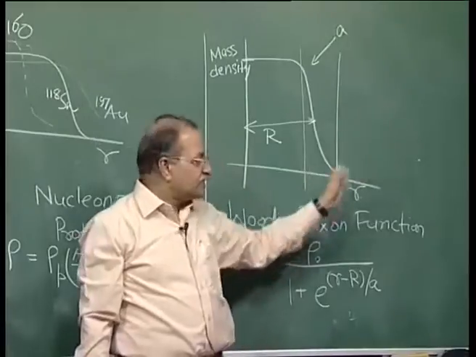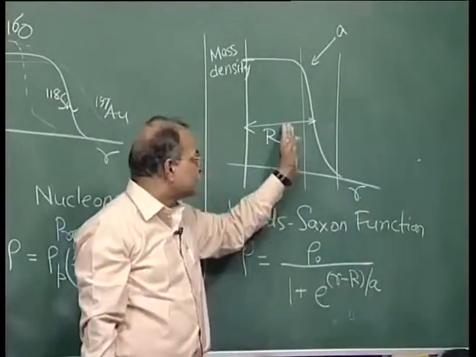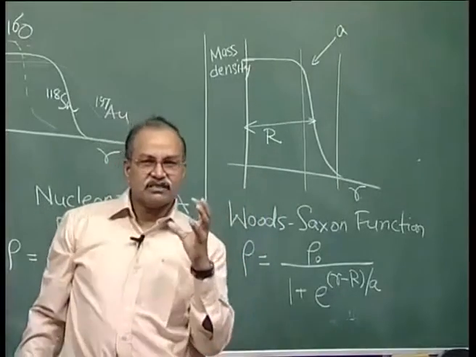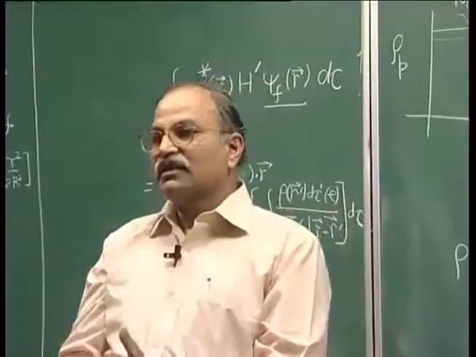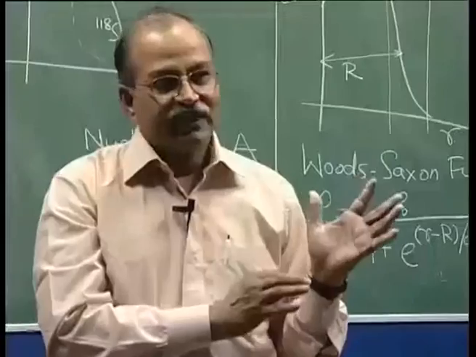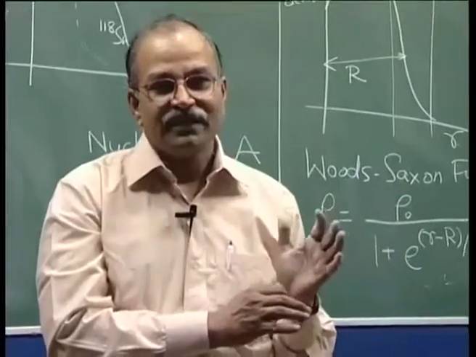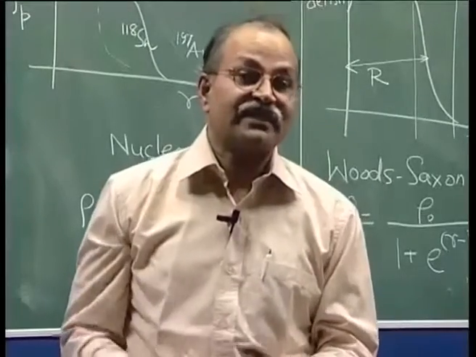So these are the kind of parameters that you get, and how neutrons and protons are distributed in the nucleus, roughly this is the picture. So next class I will start from here and talk about more methods to get at the distribution inside the nucleus.